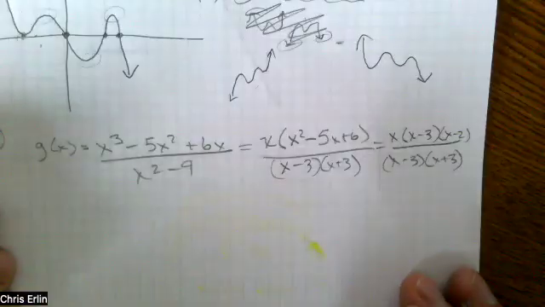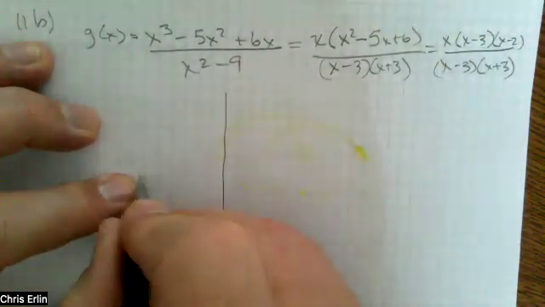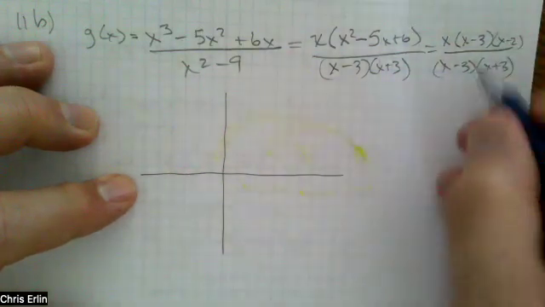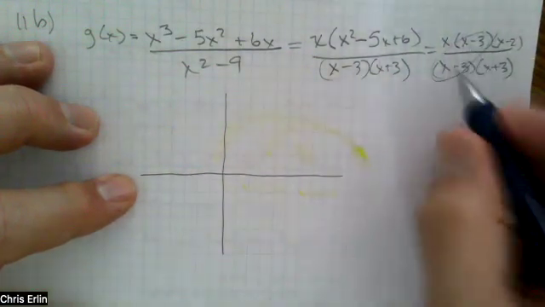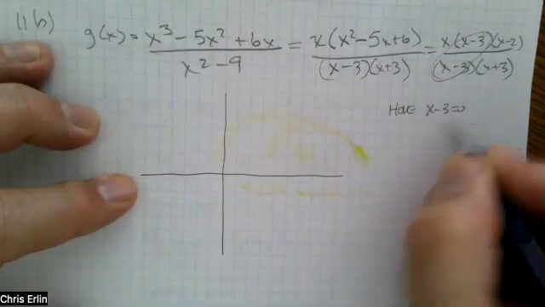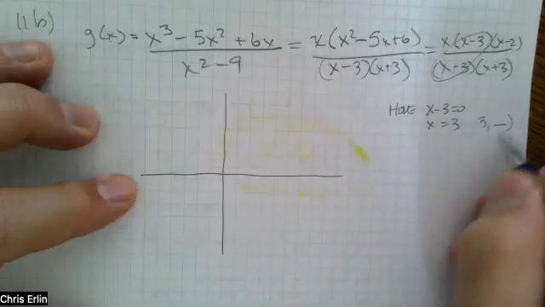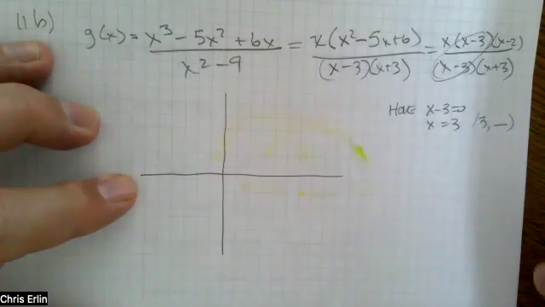All right, and so now I'm going to look at the details involved with my factored form. I'm going to first identify holes because these two cancel out. I know that there's a hole at x minus 3 equals 0, which means x equals 3. And I'll fill that in later. It's going to be 3 comma something. I don't know what that's going to look like without plugging it back in.